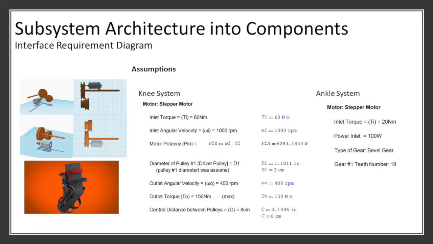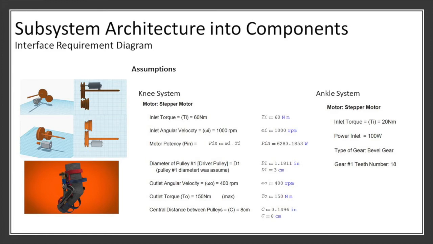In our knee system, because we're using a pulley system, our assumptions are our motor is a stepper motor. Our inlet torque is 60 newton meters. Our inlet angular velocity is 1000 RPMs. Our motor power is equivalent to 6,283.1853 watts. Our pulley diameter 1, or the driver pulley, is about 3 centimeters or 1.18 inches.